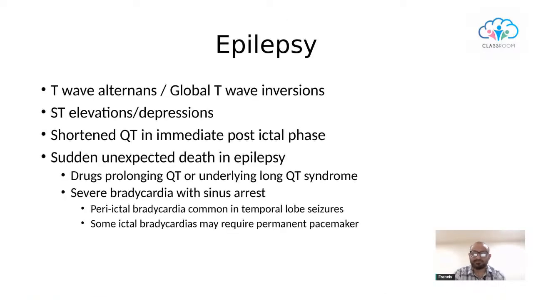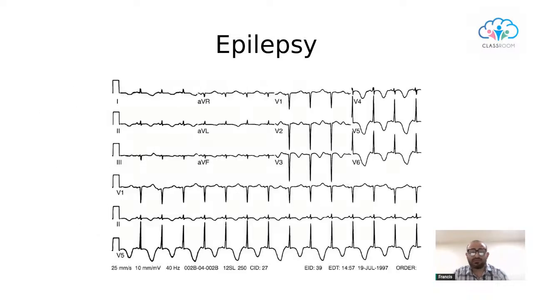Coming to epilepsy, you will see a lot of repolarization changes in patients with epilepsy. T wave alternans or global T wave inversions can be seen. ST elevations or depressions, shortened QT, especially in the immediate post-ictal phase, can be seen. And sudden unexpected death in epilepsy can be seen due to drugs prolonging QT or underlying long QT syndrome. It's also seen in patients who develop severe bradycardia with sinus arrest. Periictal bradycardia is common in temporal lobe seizures, and some ictal bradycardias may warrant permanent pacemakers.